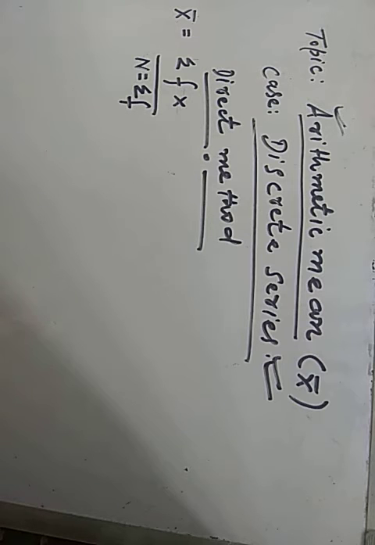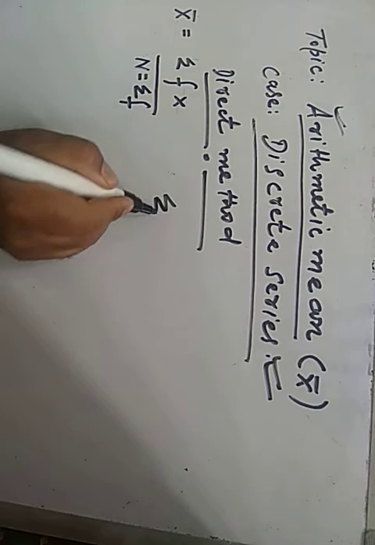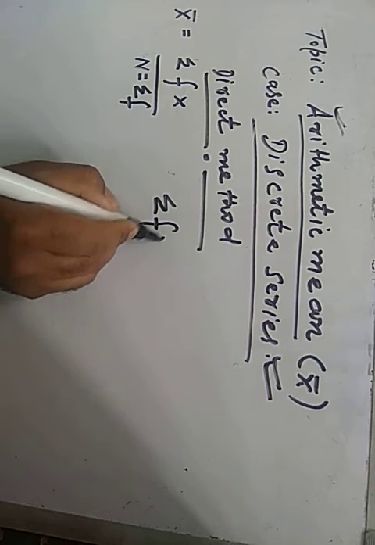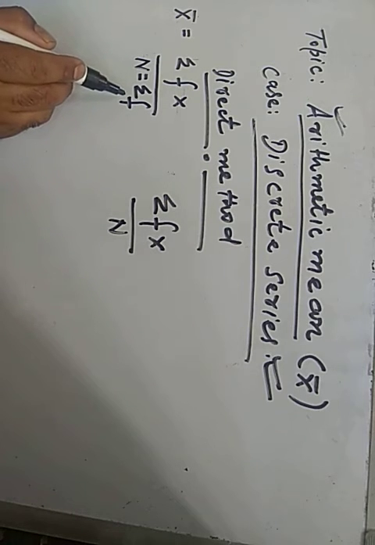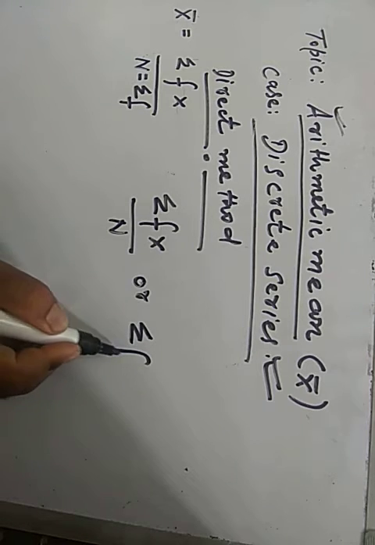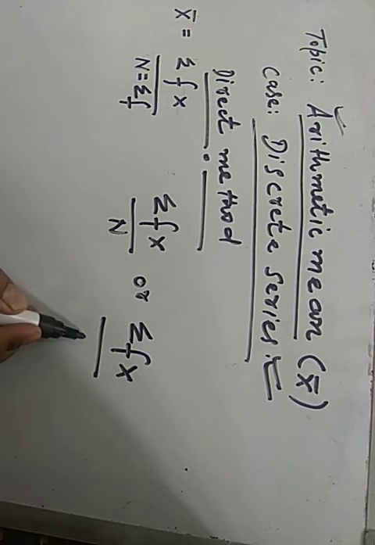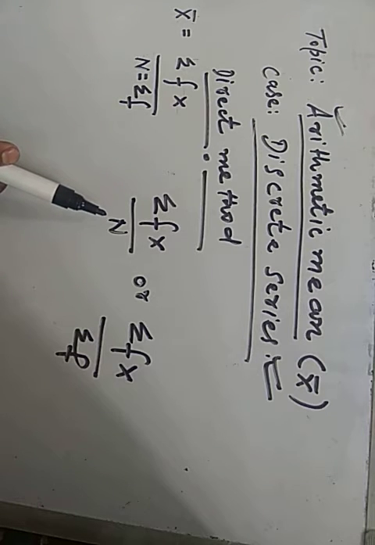Therefore, you may find in some books that the formula is written as sigma fx divided by n, where n means sigma f. Or you may also find the formula written in this form, sigma fx divided by sigma f. All these are correct, but you have to remember that if it is written as n, you have to consider it equal to sigma f.